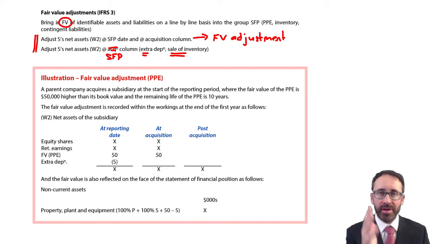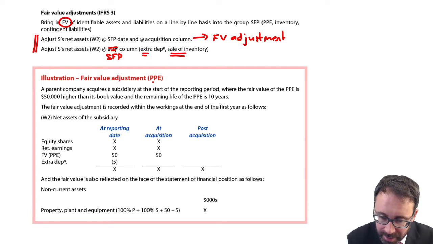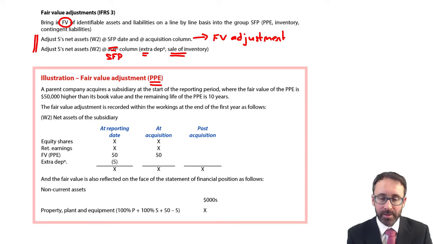The adjustments for now just are going to appear in working 2. So what have we got? Let's just look at an illustration. Then we've got another one to follow. And the first one is on property, plant and equipment, PPE. This is the most common one.